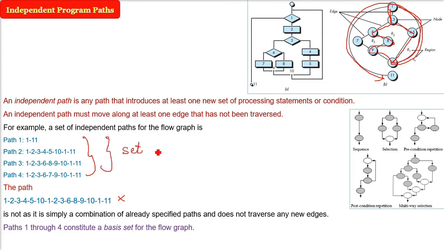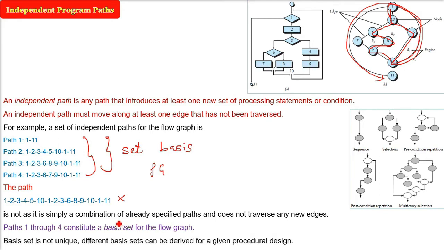A set is a combination of a number of multiple independent paths. I hope you got the idea. A basis set is not unique. If you and I are making the independent paths, your paths may be different, my paths may be different. So different basis sets can be derived from a given procedural design.